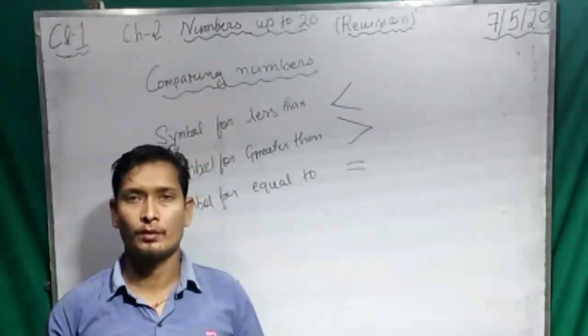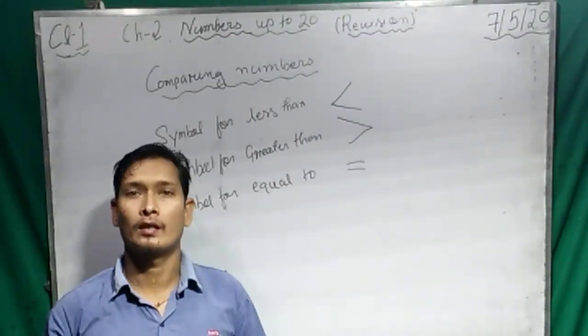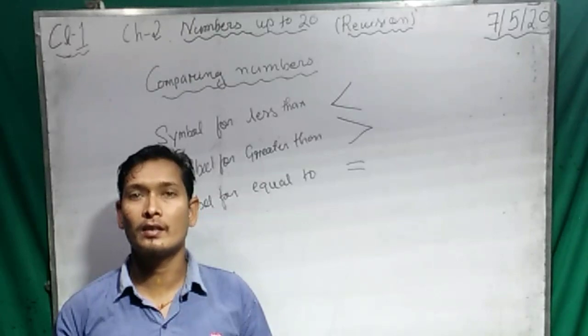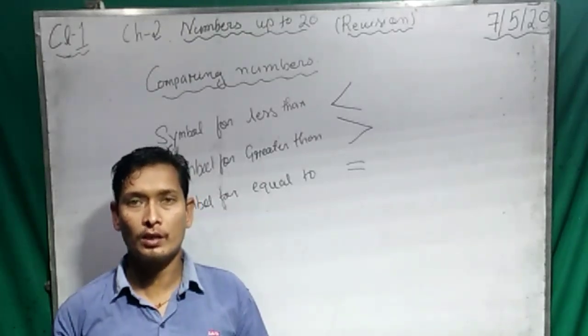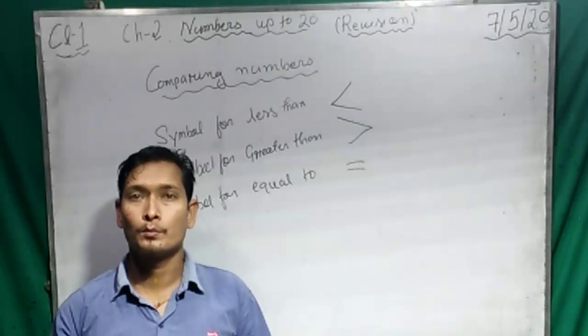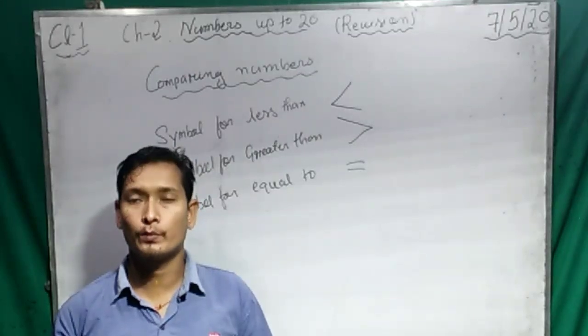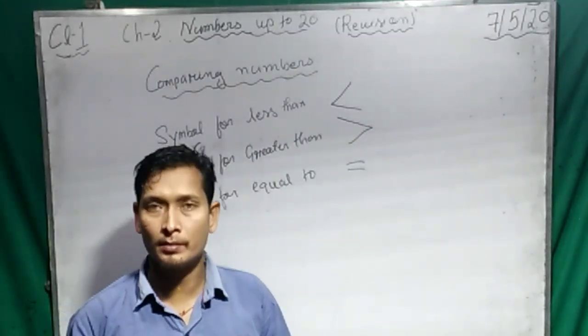Hello everyone, we are reading chapter 2 as a revision. Last class we revised increasing and decreasing order, and today we will revise comparison of numbers. It means we compare a number to find out less than, greater than or equal to by using a symbol.